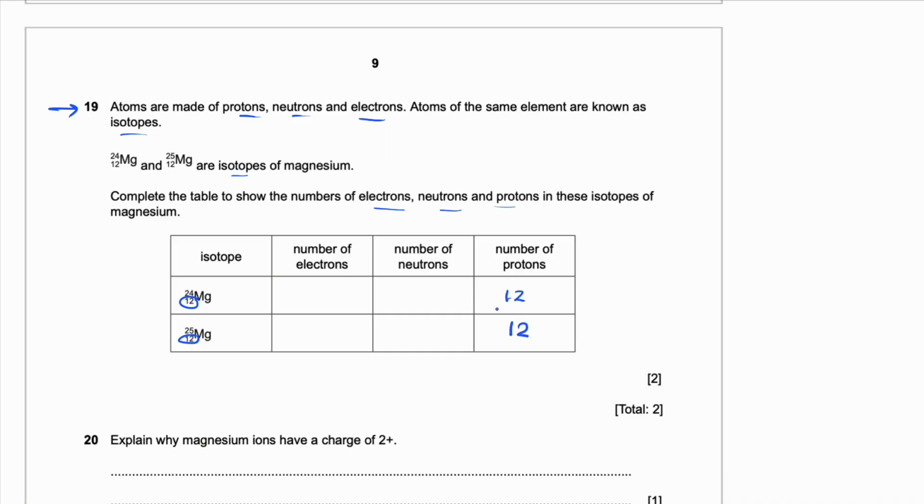And remember, in any neutral atom, protons and electrons should be equal. So we have 12 electrons in both of them. The only difference is in neutrons. If you take the difference between 12 and 24, in the first isotope it's going to be 12 neutrons, but 13 neutrons in the second one.